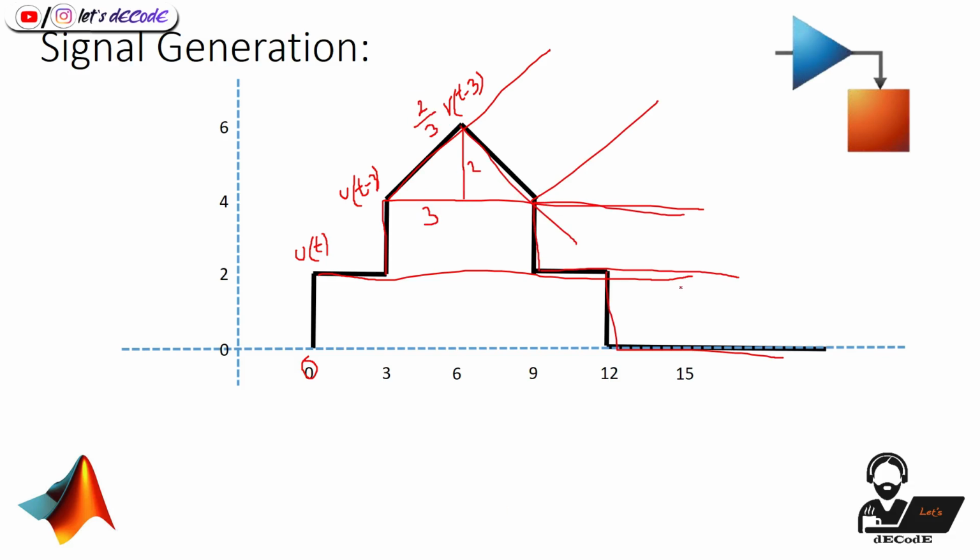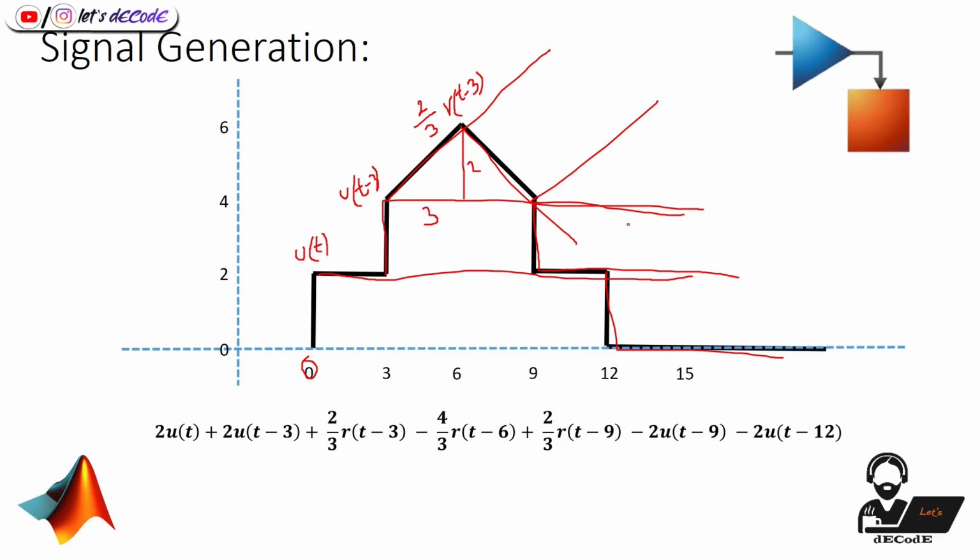If we write an expression for the signal, we get it like this: 2u(t) plus 2u(t-3) plus 2/3 r(t-3), 4/3 r(t-6), plus 2/3 r(t-9), u(t-9), minus 2u(t-12). So our final expression. Let's generate it in Simulink.